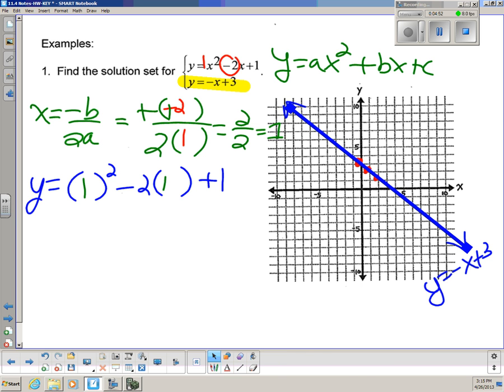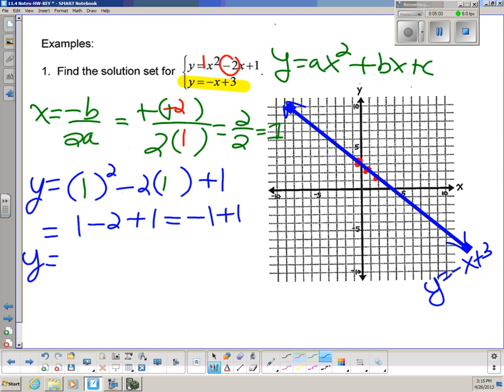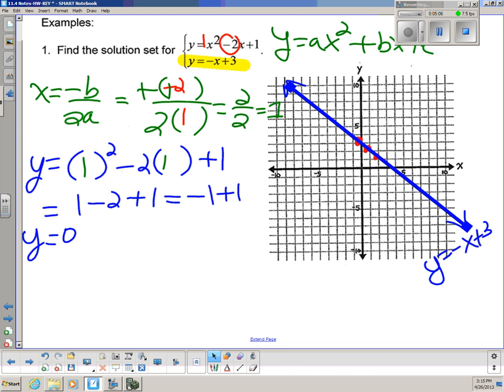When we do the math here, we get 1 squared minus 2 plus 1. This comes out to be -1 plus 1, or y comes out to be 0. All of this basically just says to you that if we had a table of values centered around our vertex, the vertex is going to be 1, 0.